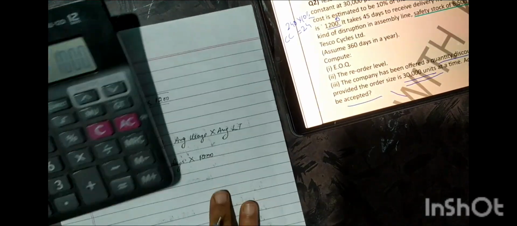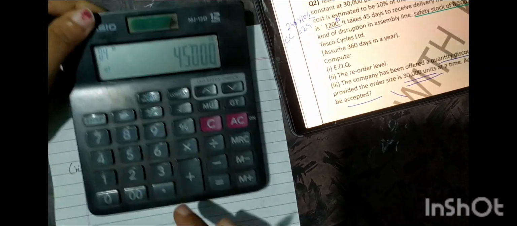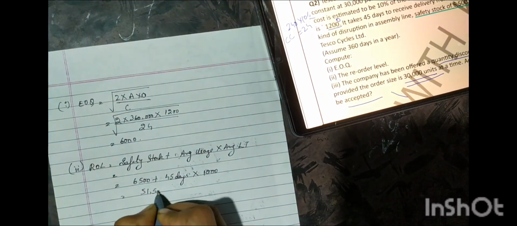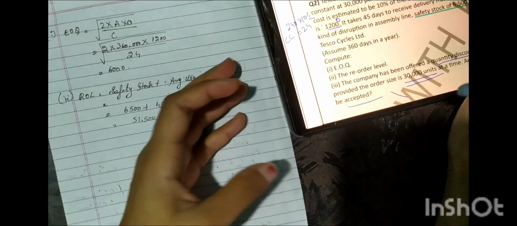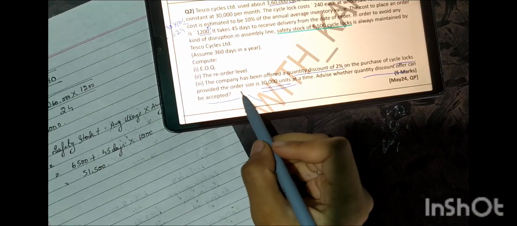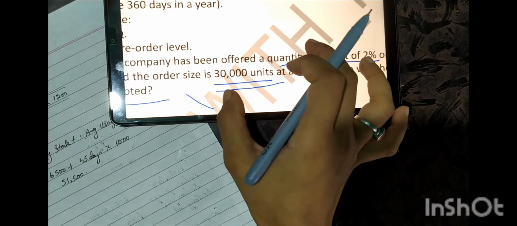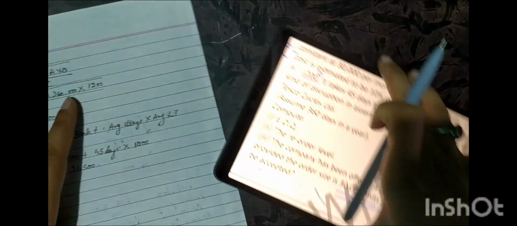So this comes out to be 45 into 1,000 plus 6,500, which is 51,500. So we are done with the second question. And third question, quantity discount of 2% on purchase of cycle locks provided order size is 30,000. So we're going to get a discount of 2% if the order size is 30,000. So should we accept it or not?